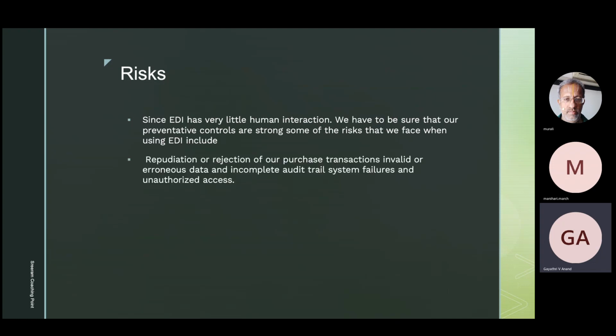Repudiation or rejection of our purchase transactions, invalid or erroneous data, incomplete audit trail failures and unauthorized access. Now, let's go one by one. Repudiation or rejection of our purchase transactions, invalid or erroneous data. Now you try to purchase something from EDA perspective. There are transactions happening between two business entities, and one is trying to purchase, but the purchase he has paid for doesn't get reflected in the system. It's a problem. Or he buys 10 kgs of atta, but unfortunately a zero is missed. Only 1 kg is entered. It's a problem.